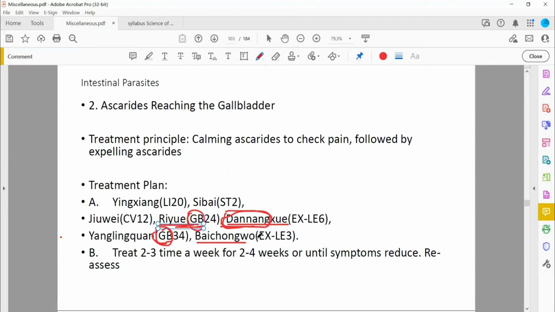So for emergency, while the patient is going to the emergency room, you could use this point. But again, if they have this, they are in severe pain, they will directly go to the emergency room.